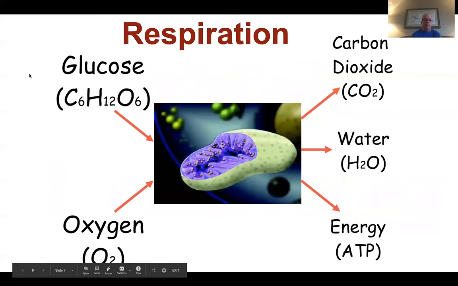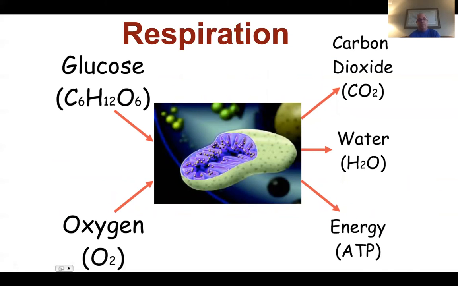All right, putting this into a graphic, we've got glucose and oxygen coming in. They should look familiar: C6H12O6, and oxygen is O2. This time, instead of going into the chloroplast, they're going into a mitochondria. What comes out? Carbon dioxide, CO2, and water, plus the ATP molecule we just told you about. Got it? Good.